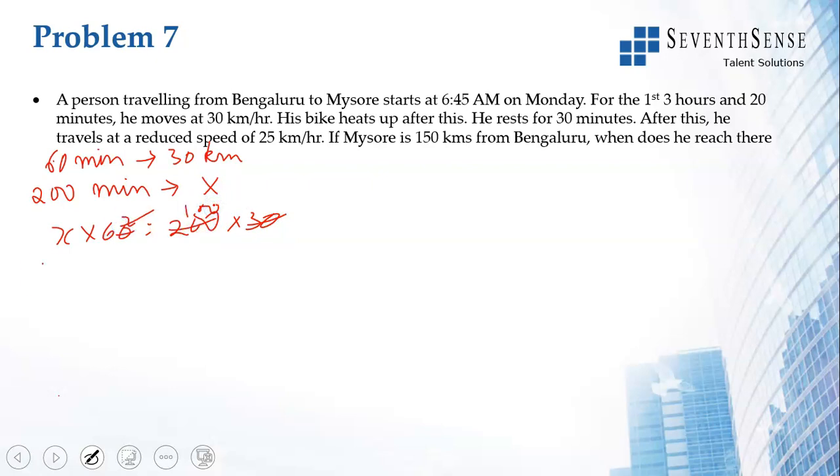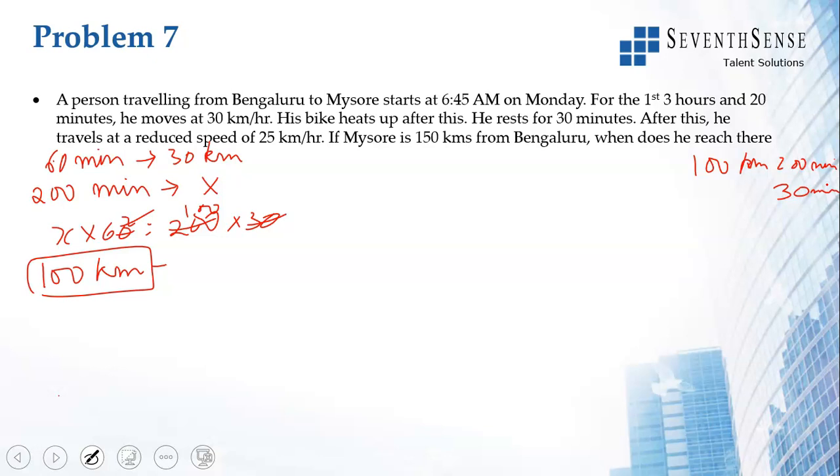He is covering 100 kilometers in 200 minutes. So let us write that here. To cover 100 kilometers, he needs 200 minutes. Then after this, his bike has heated up, so he rests for 30 minutes. So I add that to the time, but nothing gets added to the kilometers because he's resting. So 100 kilometers is taken, 200 minutes, and then another 30 minutes of rest.